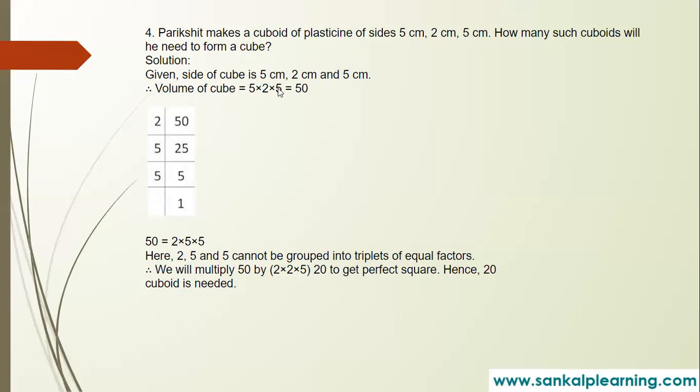Yes, children, so you just find the volume and find the prime factorization. We need to see here that 2 appears 1 time, so we need 2 more 2s, so we write our 2s here. Here we have 5 two times, we need 1 more 5, so we write that 5 here. So 2 2s are 4, 4 fives are 20. We should multiply 50 by 20 to make it a perfect cube.